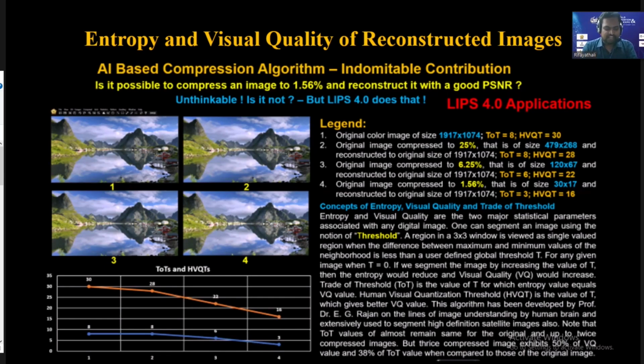This algorithm has been developed by Professor Dr. E.G. Rajan sir on the lines of image understanding by the human brain and is extensively used to segment high definition satellite images also. Note that TOT values almost remain the same for the original and up to twice compressed images. But thrice compressed images exhibit 50% of the visual quality value and 38% of the threshold value when compared to those of the original image.